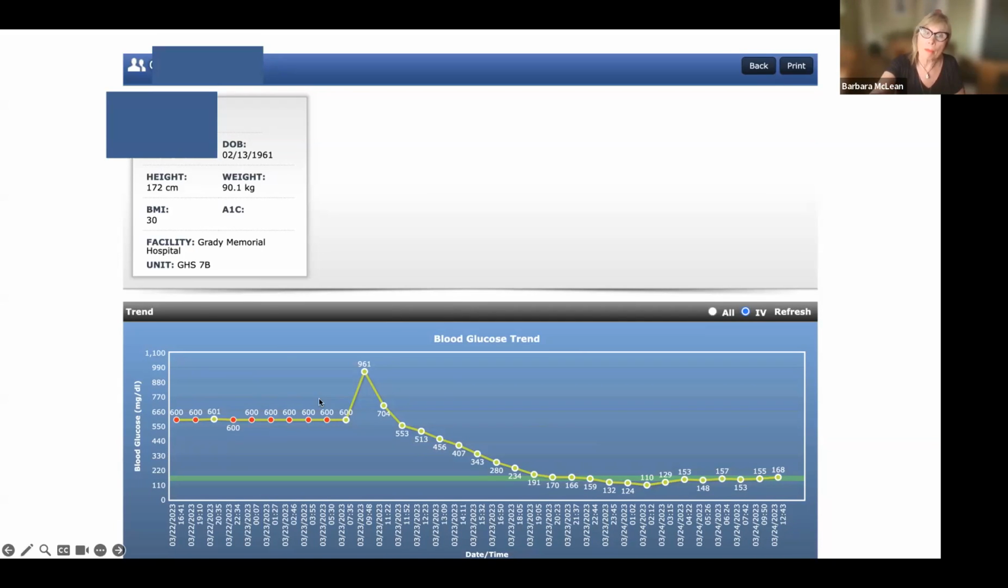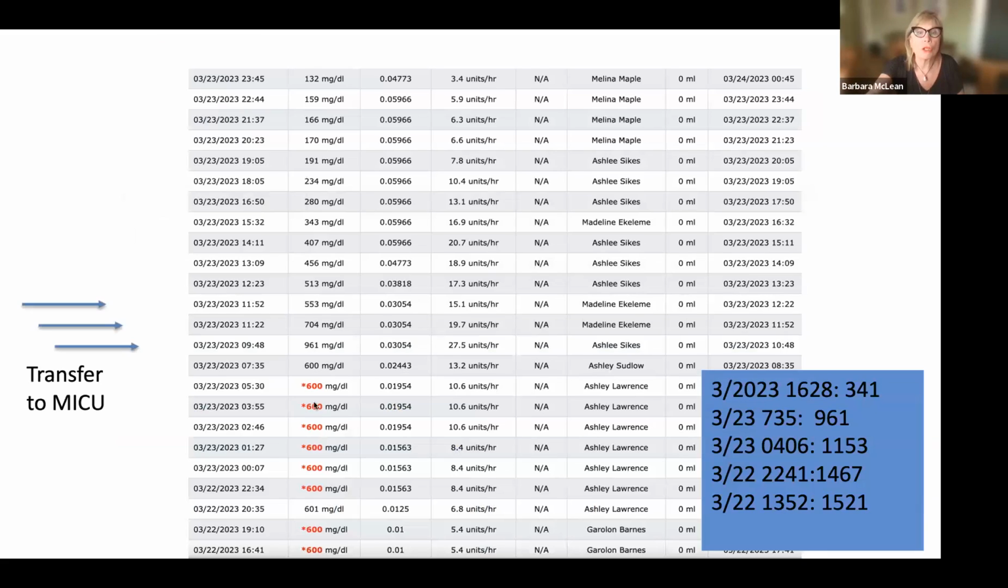So the nurse was, I'm sure, encouraged to put in the actual lab value, 961. Well, now what we'll see is a plummeting of the blood sugar, and it can be quite rapid, and it can be really dangerous. So I just want to show you that along here. You can see, first of all, when the nurse puts in 600 or 601, it takes it out of that meter max. But here is correlated to my lab values: 1521, 1467, 1153, 961, 341.